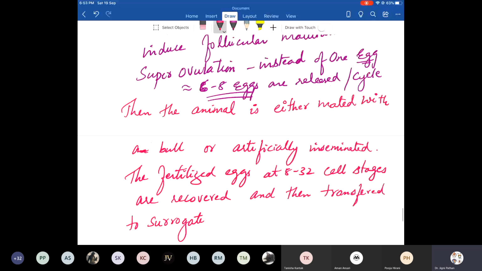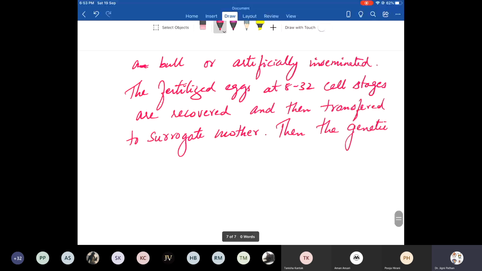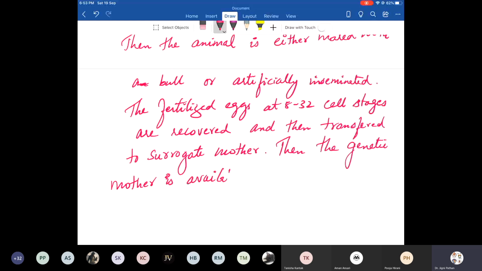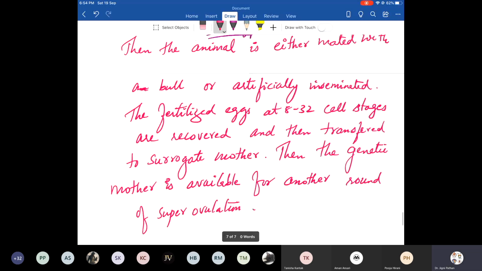Now the genetic mother is available for another round of superovulation. Read this and I'll explain it to you.